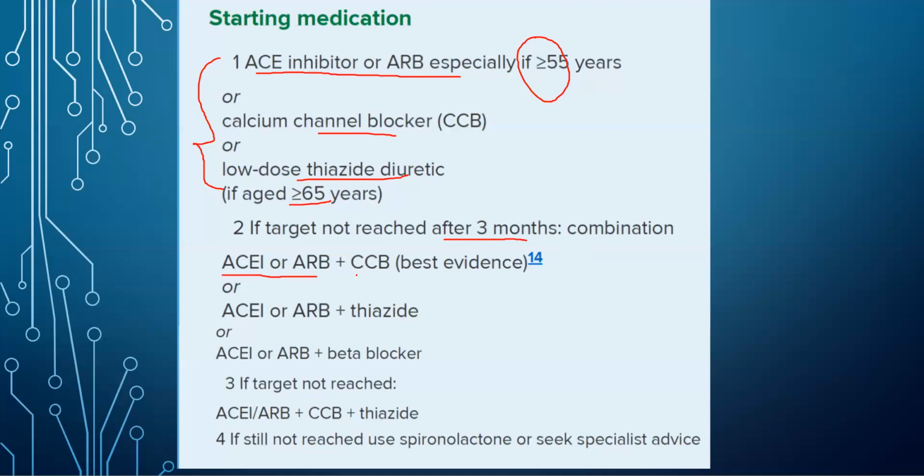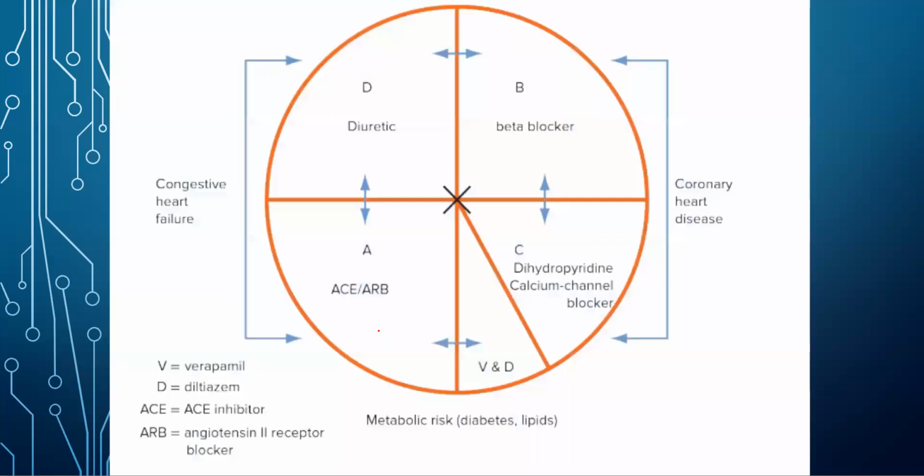So with ACE inhibitor, you can use calcium channel blocker or thiazide or beta blocker. Again, if in 3 months there is no effect, then you can use a 3 drug combination, ACE inhibitor or ARB plus CCB plus thiazides. And the last option will be spironolactone. Okay, so this is how you start medication in the patient.